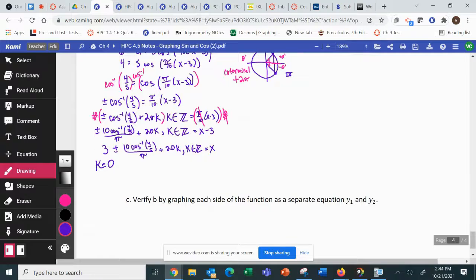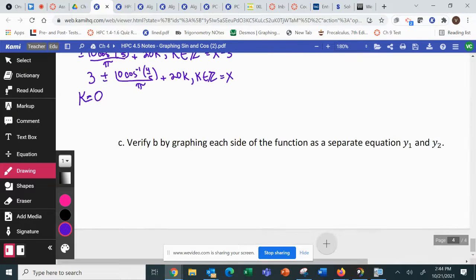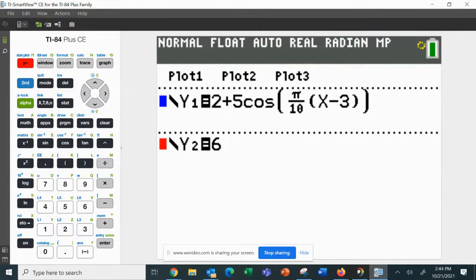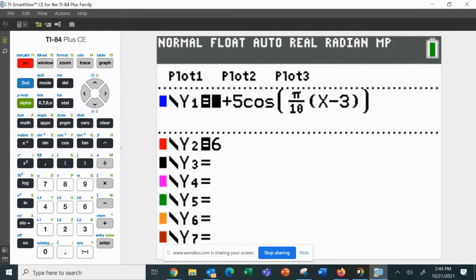Okay. So we did that. We got our 3 answers. I didn't write them down. They're on my calculator. So now we're going to verify by graphing each side of the function as a separate equation. In my y equals, I still have that y1, and you'll notice y2 I made 6. So we're going to graph the 6 and graph the equation, and use this like it's a system of equations. We're going to find where they're equal to each other.